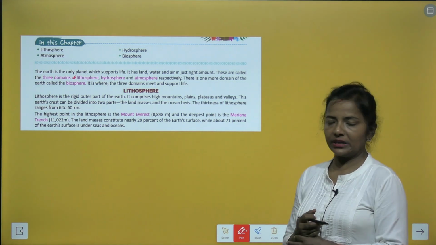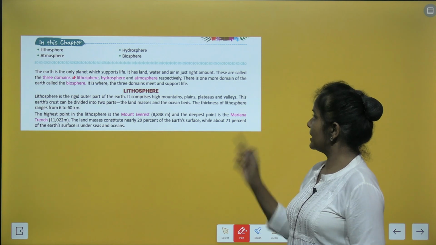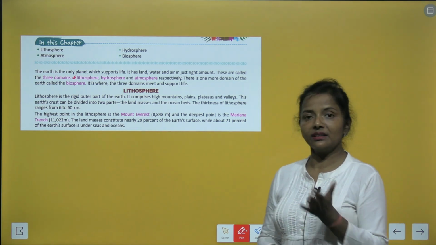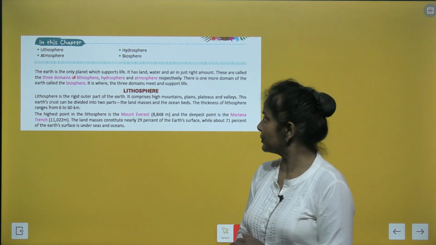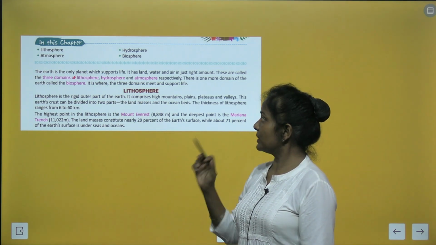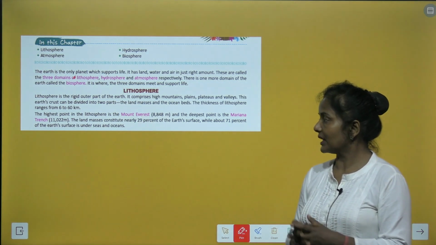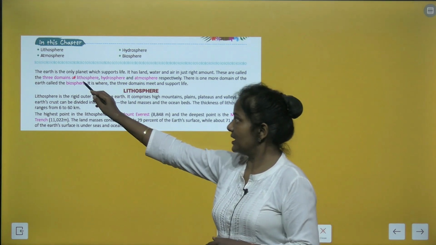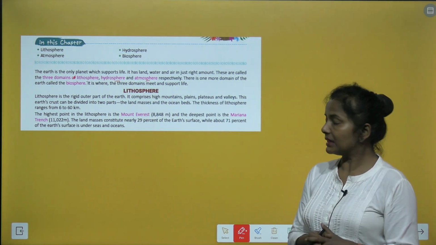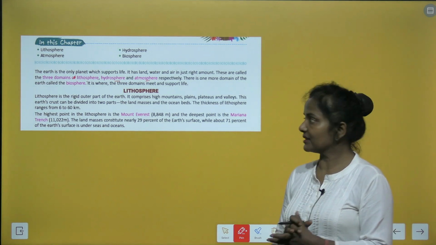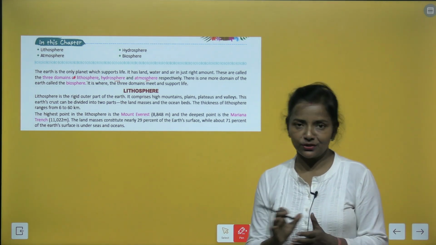अब एक और डोमेन है. There is one more domain of the earth called the biosphere. अर्थ का एक और डोमेन है जिसे कहा जाता है बायोस्फीयर. It is where the three domains meet and support life. अब ये जो तीन डोमेन्स हैं, लिथोस्फीयर, हाइड्रोस्फीयर और एटमॉस्फेयर, जहाँ ये तीनों डोमेन्स मिलते हैं और लाइफ को सपोर्ट करते हैं, that is the biosphere.